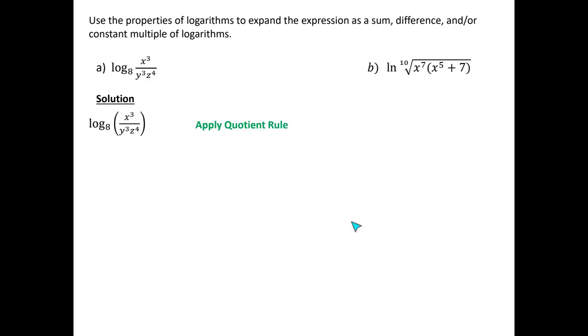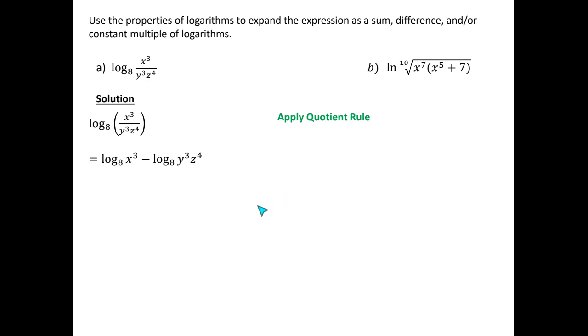Okay, let's try these two problems. So in the instructions, it says to expand. So expand means that your answer is going to have more than one log in it. And so here we're dividing. So we're going to apply the quotient rule. So division says I can separate them as subtraction. So I end up with log base 8 of x minus 3, x to the 3rd power, minus log base 8 of y cubed times z to the 4th.